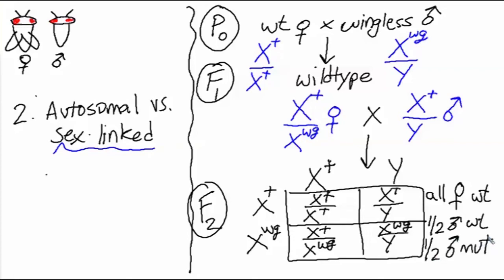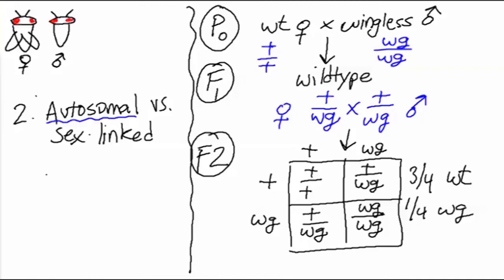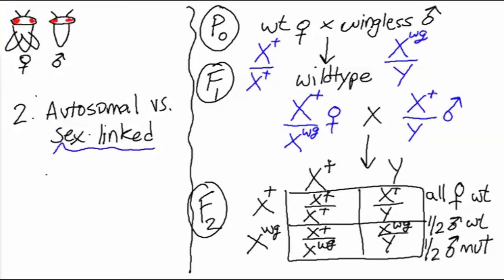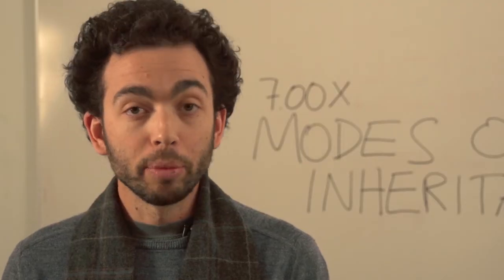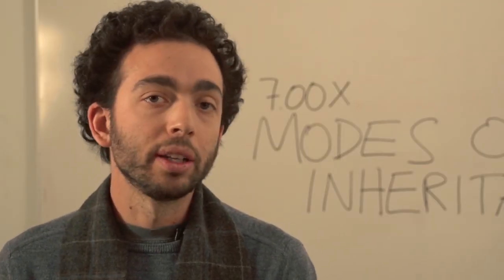Notice that just like the autosomal scenario, 1/4 of the F2s are mutant, wingless. But in this case, all of the flies with the wingless phenotype are male, whereas in the autosomal scenario, the wingless F2s are an equal mixture of males and females. And in this way, by comparing the data from this cross, we can determine whether the wingless trait is being inherited in an autosomal or sex-linked manner. So we've determined successfully that the wingless trait is being inherited in a recessive fashion.